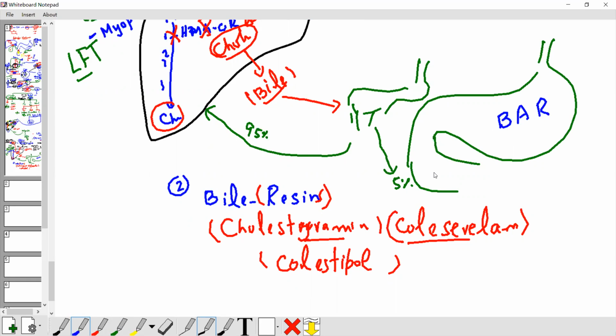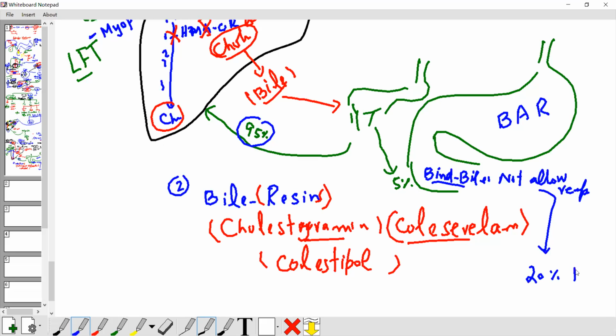So these resins, what are they doing? This is the bile coming into your intestine. The bile acid resins bind the bile acid. They bind the bile acid, not allowing reabsorption. So this bile comes into the intestine, and 95% goes back. If you use this drug, the bile acid resin, they eliminate the bile acid in the feces, now 20% in feces.